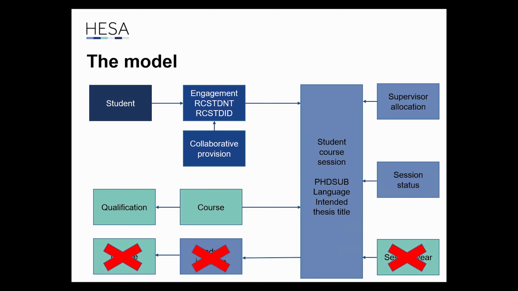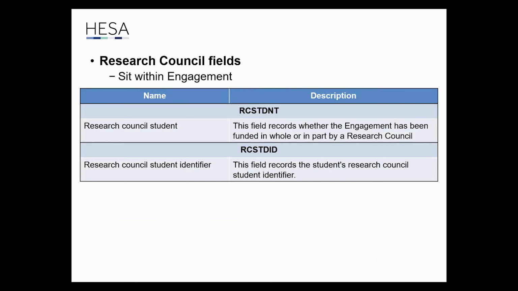So what I'll do then is run through those fields, starting with the engagement. As I said, at the engagement level, we're recording fields related to research councils. So we have the research council student field, which records where an engagement has been funded at any point by a research council.